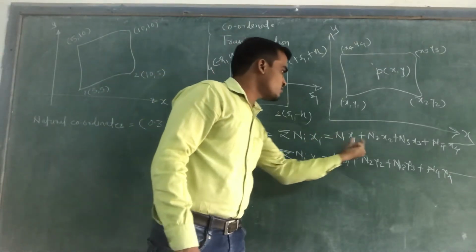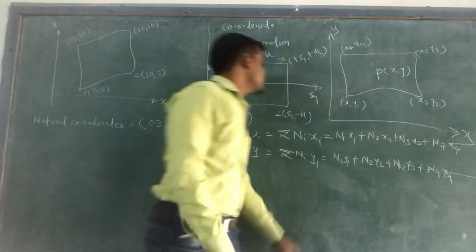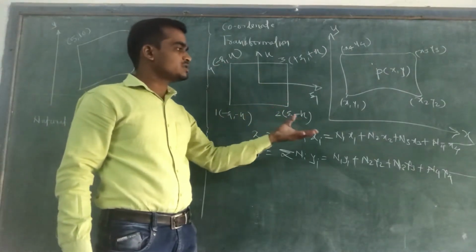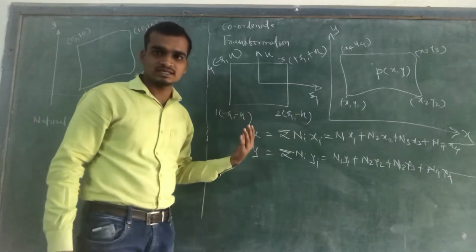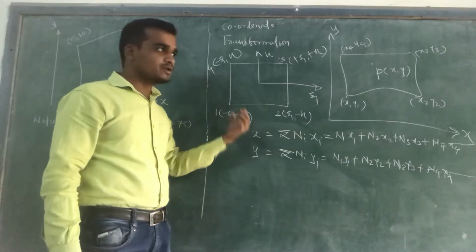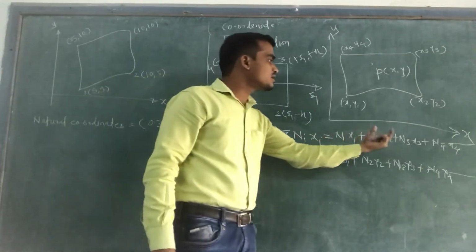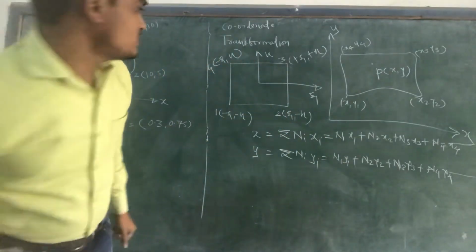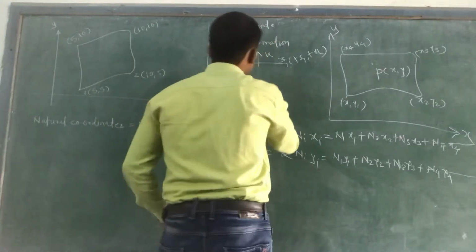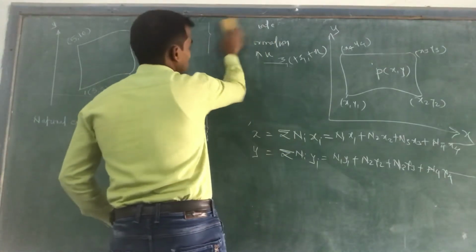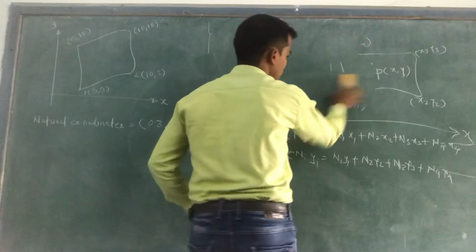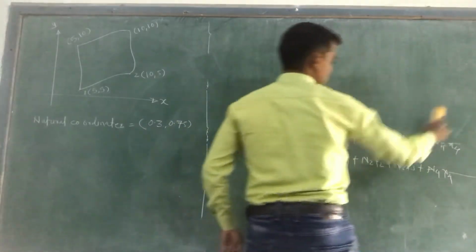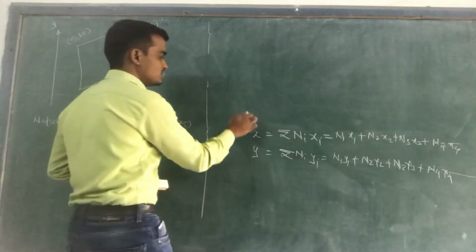How to determine this n1, n2, n3 and n4 from this natural coordinate system? Actually, we have determined these n1, n2, n3, n4 values in our previous lecture. In your third unit we have determined n1, n2, n3, n4 from the zeta and eta values. So go through that lecture, and you will come to know the n1, n2, n3 values. So what are these values?